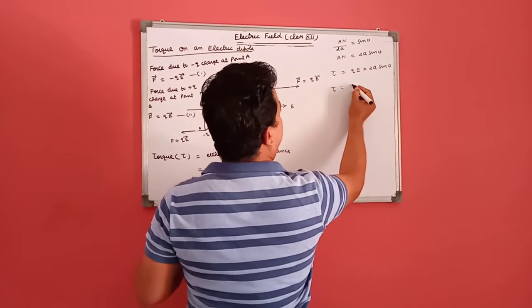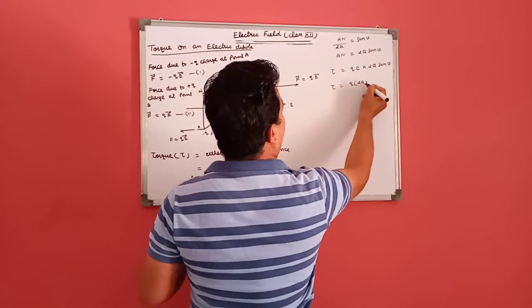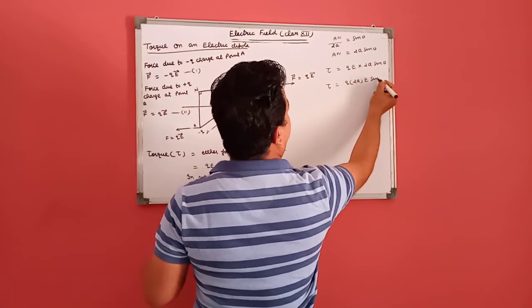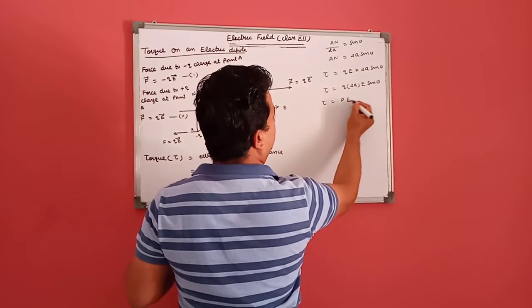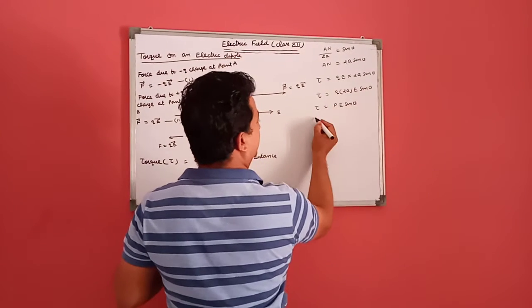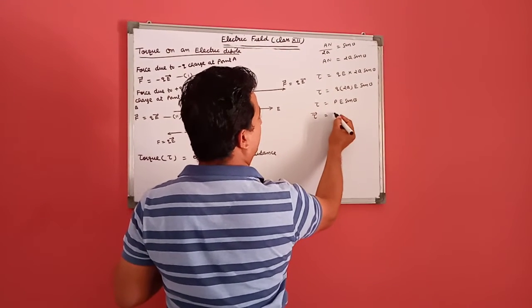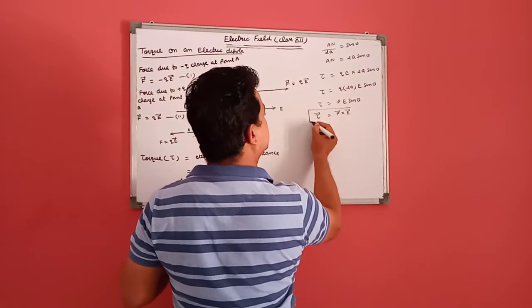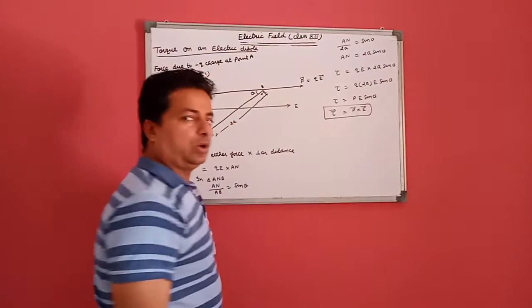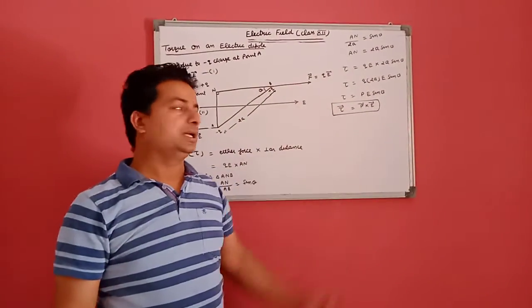This means q into 2a. As we know from the definition of electric dipole moment, q into 2a is p. In vector form, the torque is equal to p cross E. This is the expression for torque on an electric dipole.